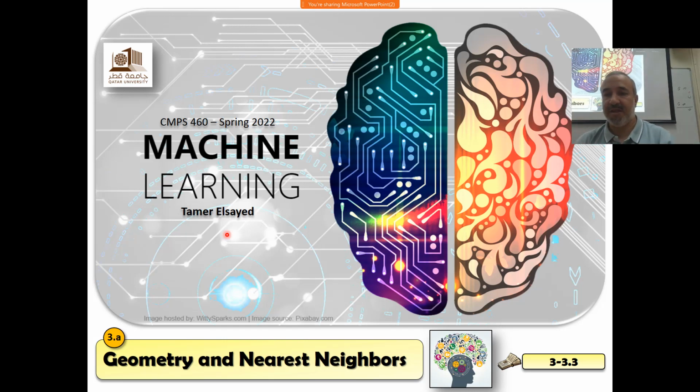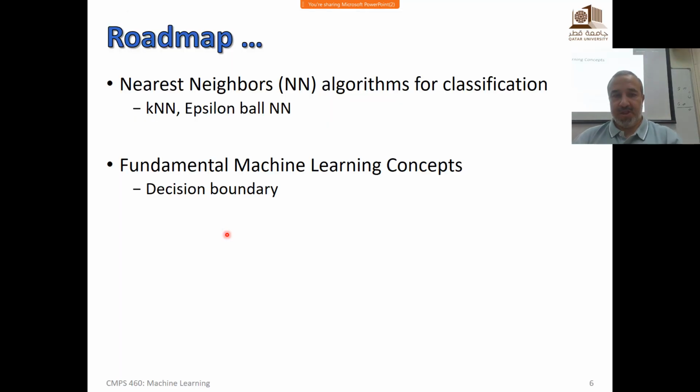Now, if you don't have any questions, we will start a new session called Geometry and Nearest Neighbors. How many models have we studied so far? Just one, which is decision trees. In this session, we will study the second one, which is k-nearest neighbors, or nearest neighbors in general. The two goals of today's lecture in particular are to study, if we have time, the nearest neighbors algorithm for classification, and we'll also, if we have time, go over a new concept in machine learning called decision boundary.